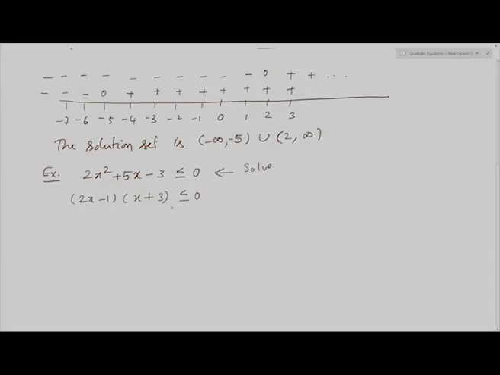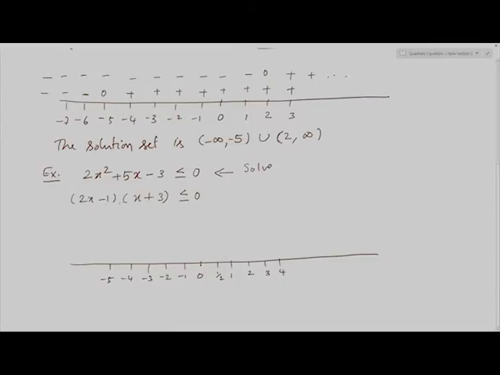As I said earlier, use the sign graph. I draw the number line. The first factor is 0 when x is equal to 1/2, so 1/2 is between 0 and 1, and then 2, 3 and so on. Similarly, on the other side, minus 1, and the other factor is 0 when x is equal to minus 3, then minus 2, minus 3, minus 4 and so on.